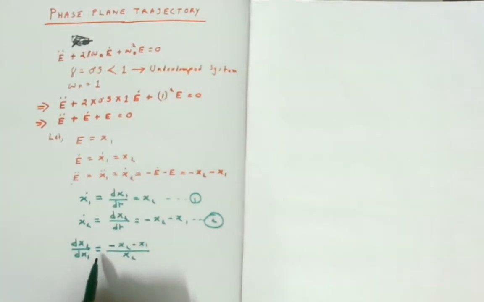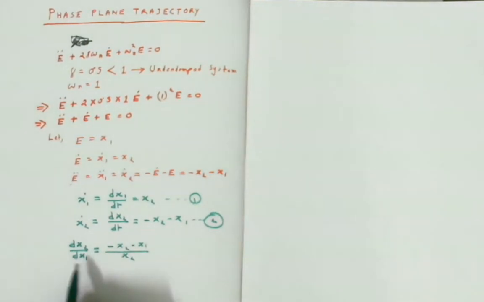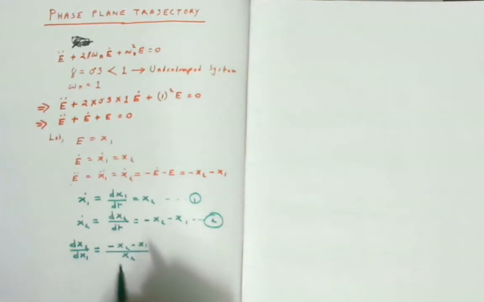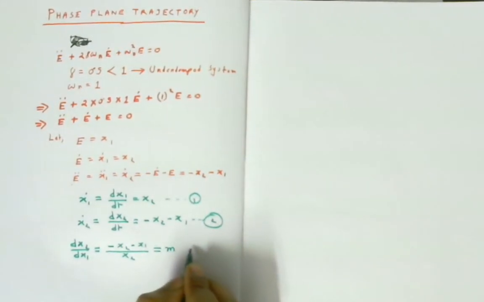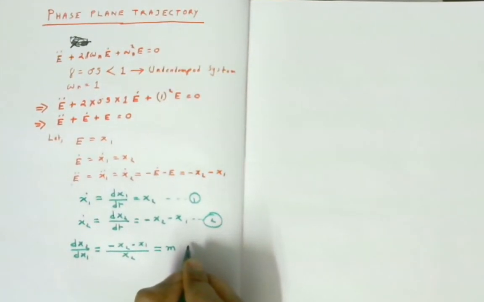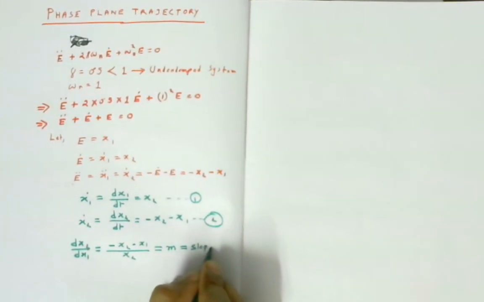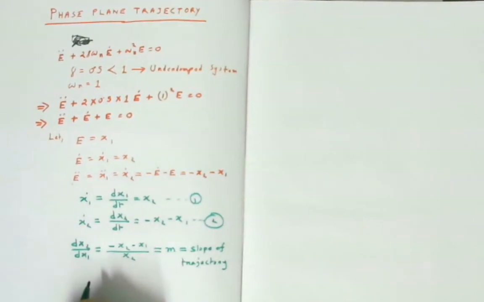Now what is dx2 by dx1? Remember, dx2 by dx1 is nothing but the change in y-axis by change in x-axis. So dx2 by dx1 is nothing but the slope of the trajectory. In my last case, I assumed it to be m. So m is the slope of the trajectory.